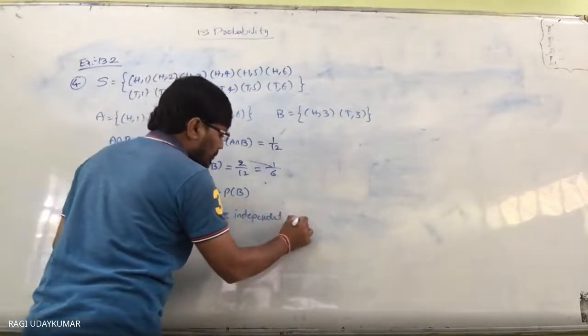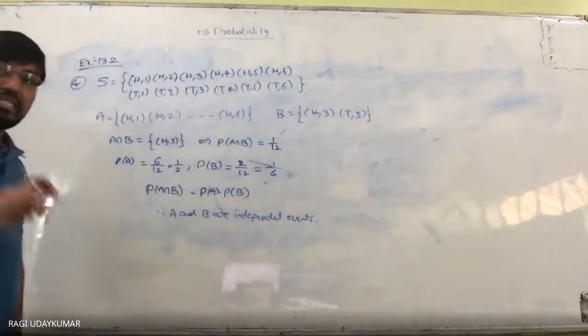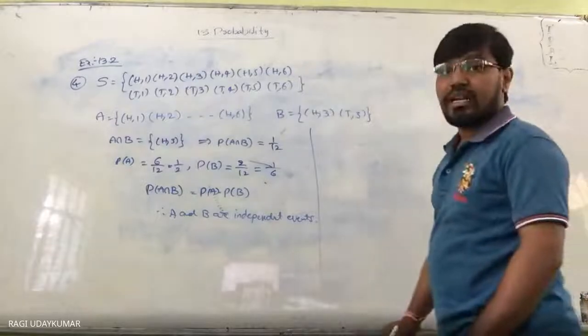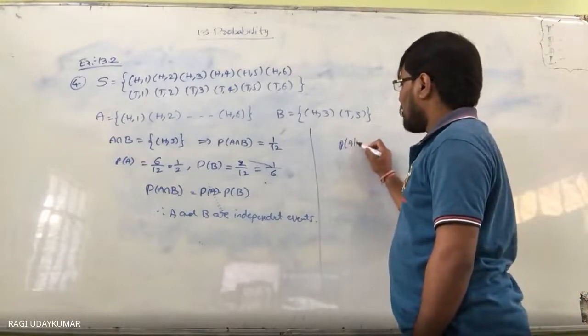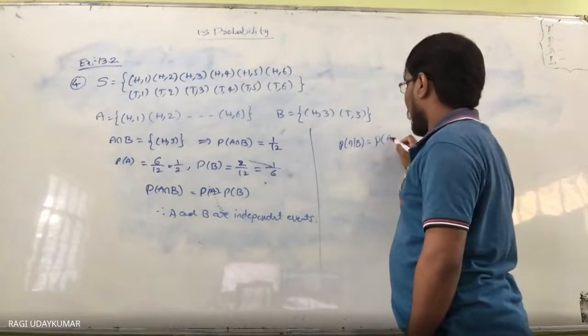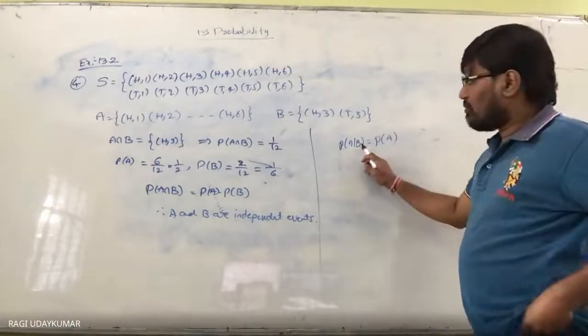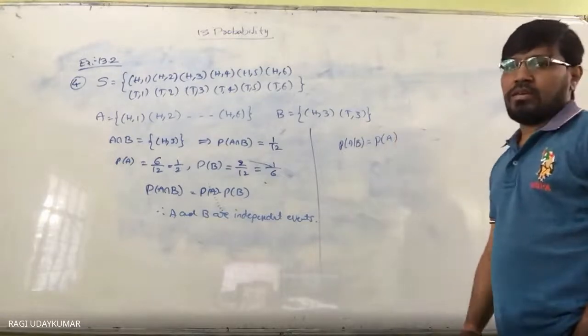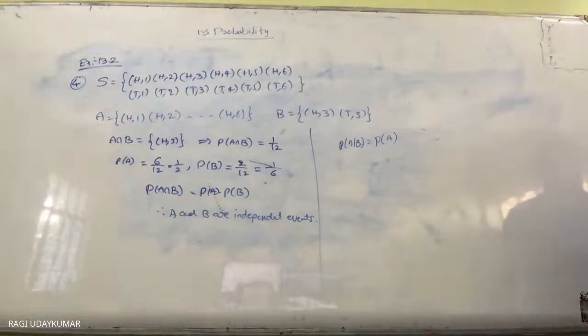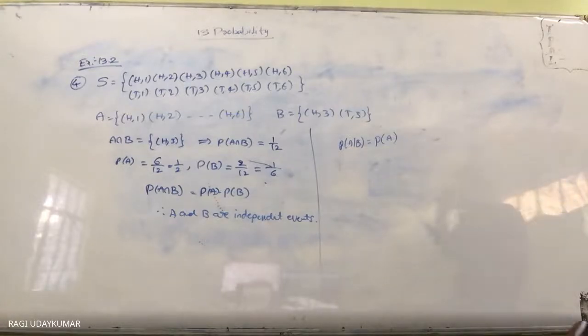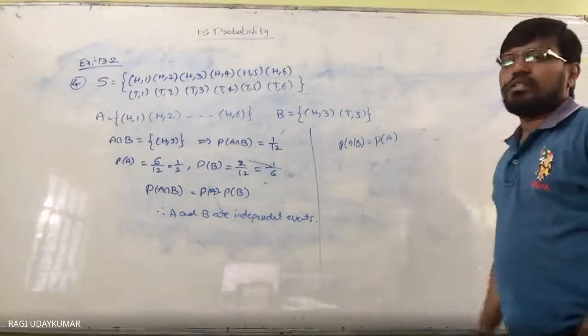independent events. We can also say independent events in another way. Actually, the original definition is that probability of A given B is equal to probability of A. That is, the occurring of B is not affecting the occurring of A. Probability of A given B is equal to probability of A.